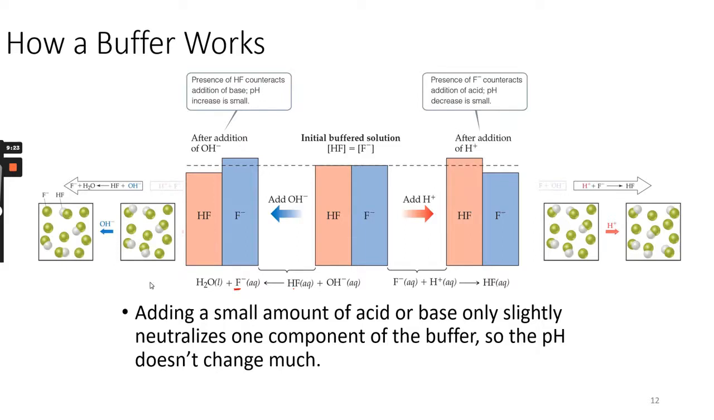And this is just showing you on the molecular level what's happening. Here we had our HF and our F minus. We added OH, and we're going to make more F minus. And on this side, here is our buffered solution where they are equal. We add H plus to it. That will react with some of the F minus, lowering the concentration of the F minus and making more HF. And this is just a molecular drawing of that. So adding a small amount of an acid or base only slightly neutralizes one component of the buffer, so the pH doesn't change much.